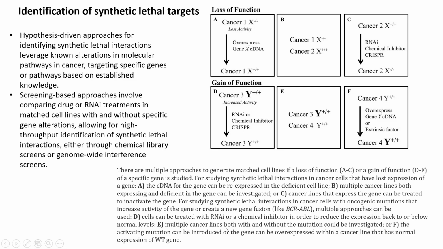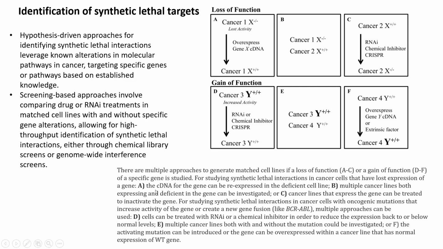So there are multiple approaches to generate matched cell lines if a loss of function A to C, or a gain of function B to F. So this is basically loss of function. This is basically gain of function of a specified gene for studying synthetic lethal interactions in cancer cells that have lost expression of a gene. So here in the cancer cell, you have this X double mutant, which is basically this gene has lost its activity in the context of cancer.